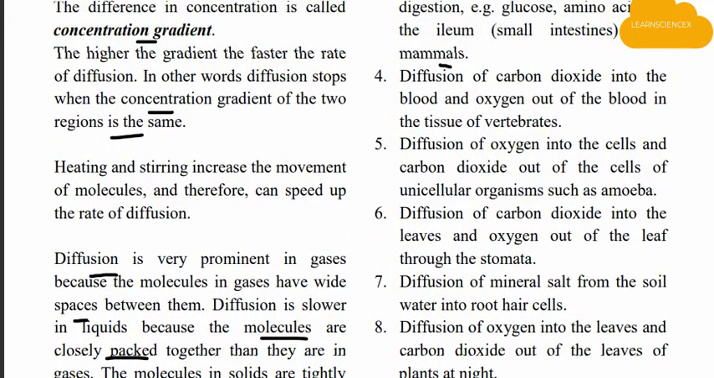We also have diffusion of carbon dioxide into the blood and oxygen out of the blood in the tissues of vertebrates. We have diffusion of oxygen into the cells and carbon dioxide out of the cells of unicellular organisms such as amoeba. Diffusion of carbon dioxide into the leaves and oxygen out of the leaf through the stomata. And diffusion of mineral salts from the soil water into root hair cells. We also have diffusion of oxygen into the leaves and carbon dioxide out of the leaves of plants at night.